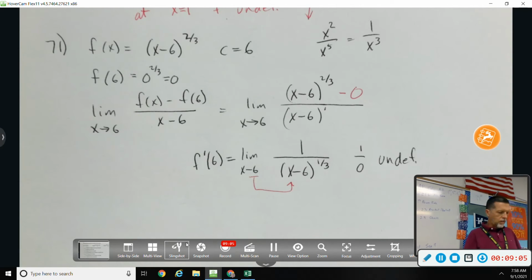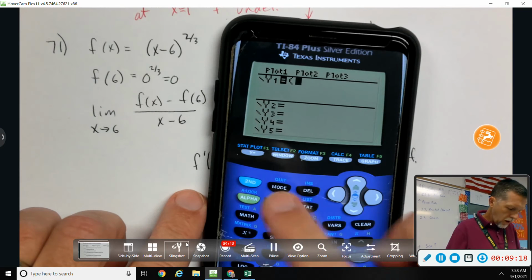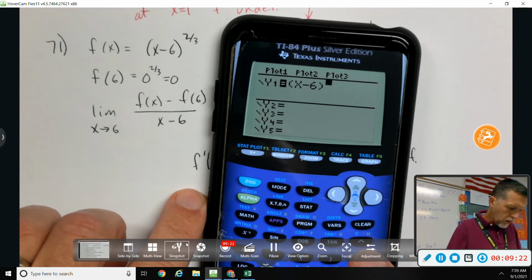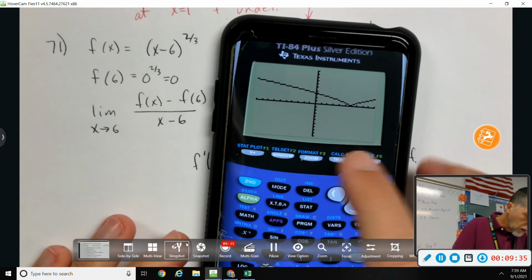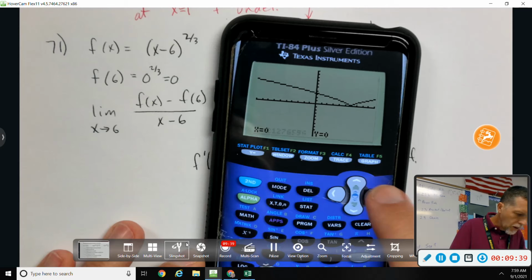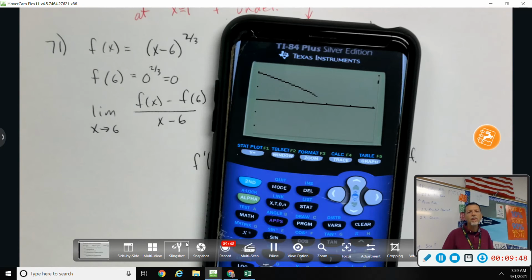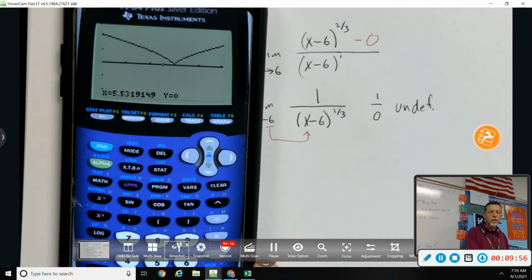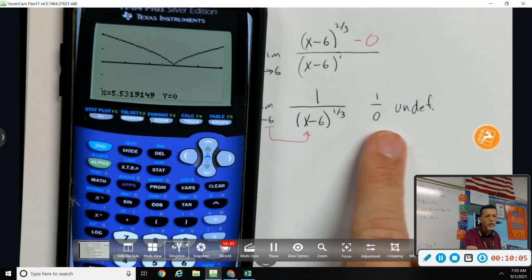And graphically, we could see why that is, if we took a look at a graph of that. So let's do (x minus 6) to the 2/3 and see what that looks like, especially what it looks like at 6. Let's just zoom in over here. So when we hit x equals 6, it's a sharp point. That matches up with the fact that you can't take the derivative at a cusp, and we have an undefined derivative. So hopefully that makes sense of the picture as well as the equation for 71.